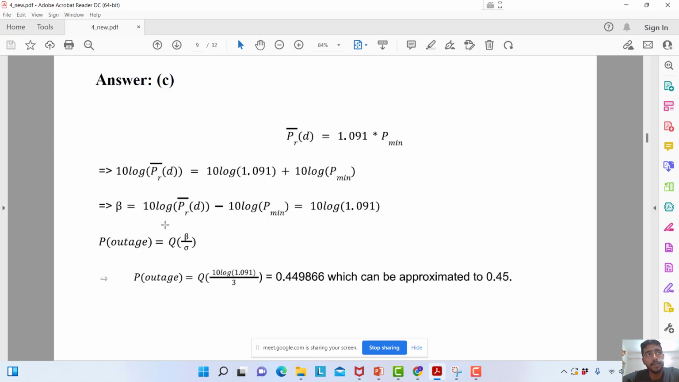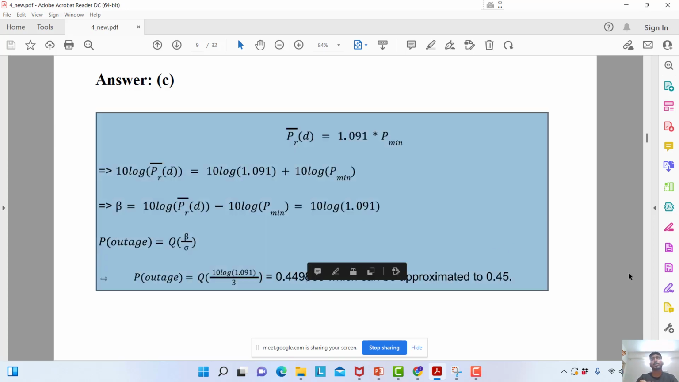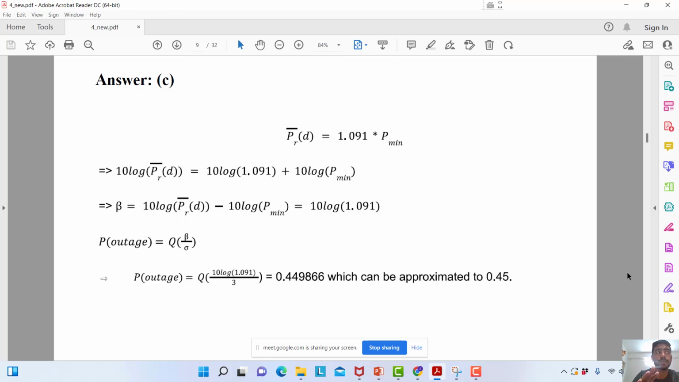Now we have beta, and the standard deviation is given as 3 dB. We have to calculate the outage, so just put in the values. Beta is 10 log 1.091 and sigma is 3. From there we can calculate P outage. It comes to 0.449866, by using the Q function. This is the explanation of this question. If anybody has a doubt, please ask.